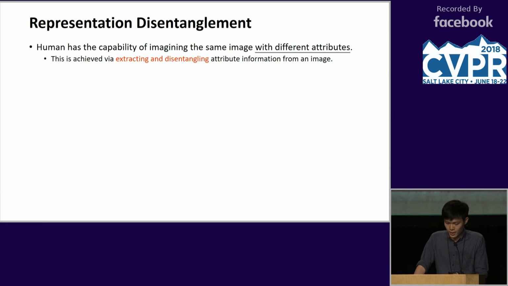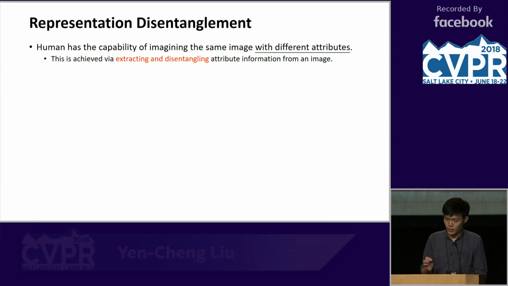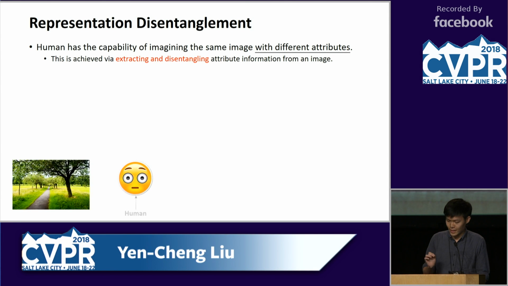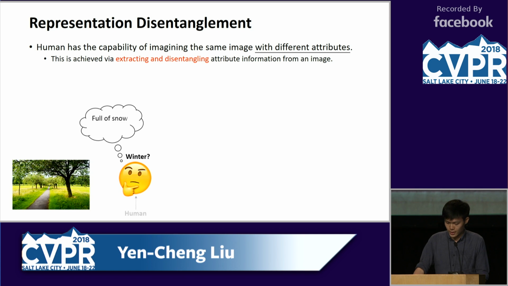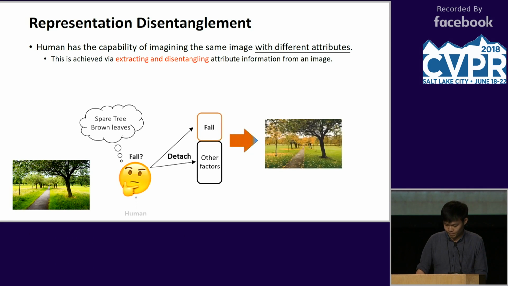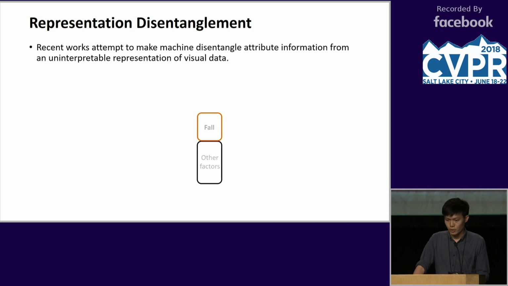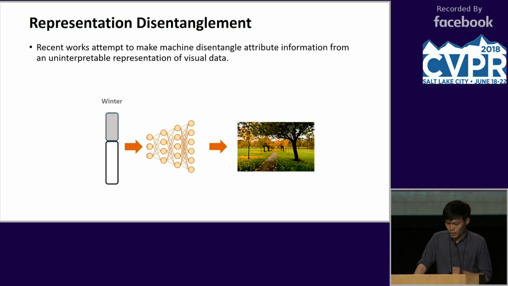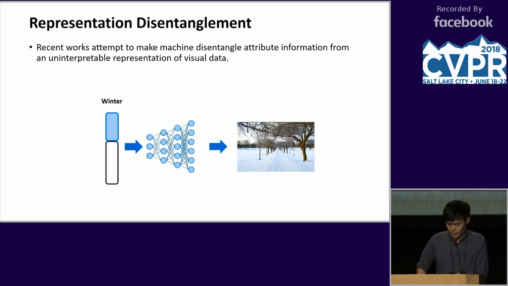Human beings have the ability to extract specific features from data. For example, when we see this summer scene image, we can imagine the same scene in different seasons, such as winter or fall. This is achieved by disentangling the season's features from the image. Recent works attempt to fulfill this ability with a learned generator. By manipulating the interpretable factor, one can generate the image with the attribute of interest.